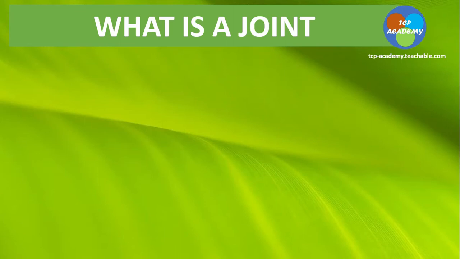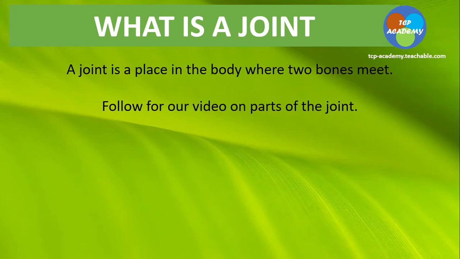What is a joint? That's the first question to be answered. What do you think a joint is? Let's check it out. A joint is a place in the body where two bones meet. Pretty much like we would have had two pieces of fabric and we would have stitched them together, wherever those two pieces of fabric meet.